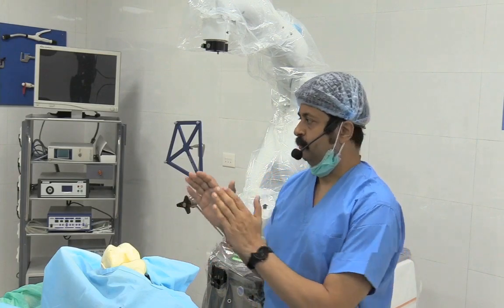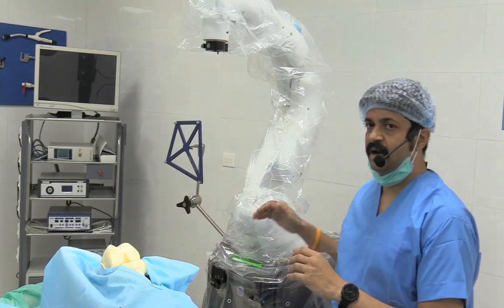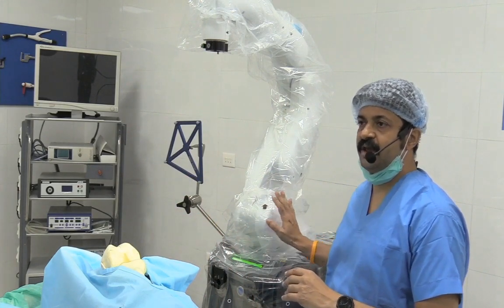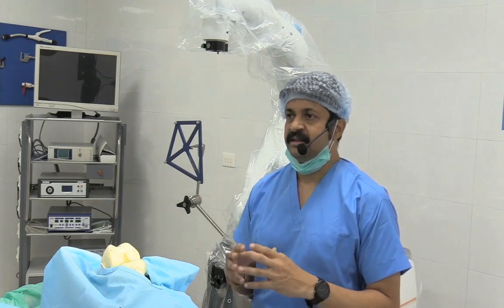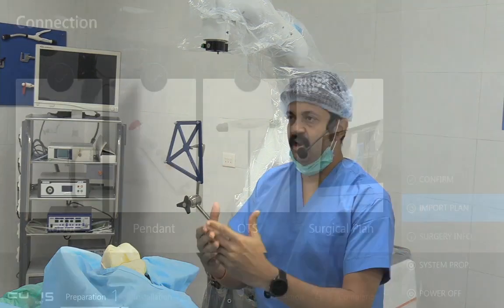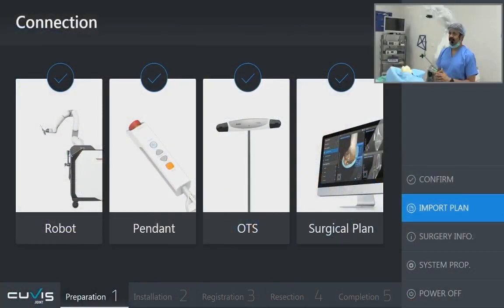Once we have done the pre-plan, the images are plugged into this robotic arm. So the surgical plan is imported into the robotic arm. And this is the time where we see the first screen as the system is on. And this is where we are.